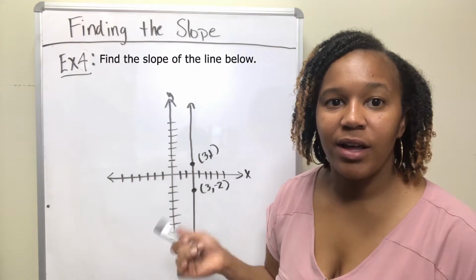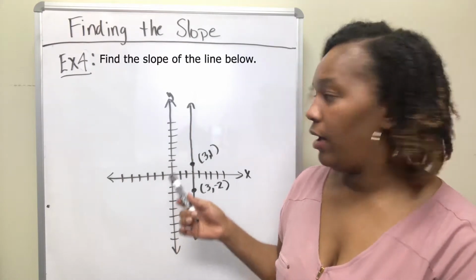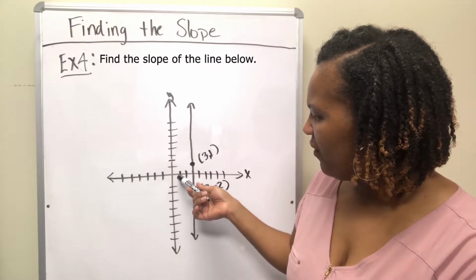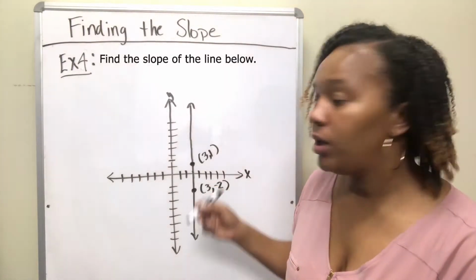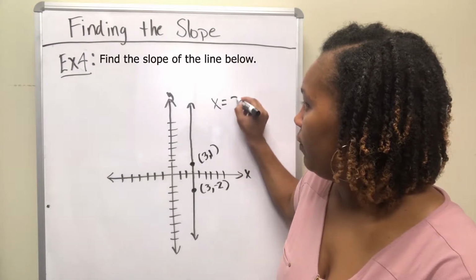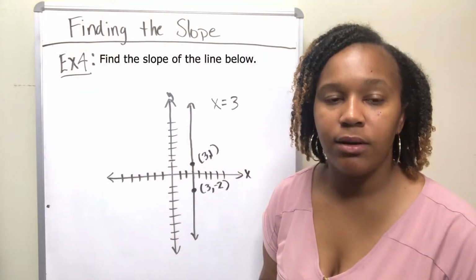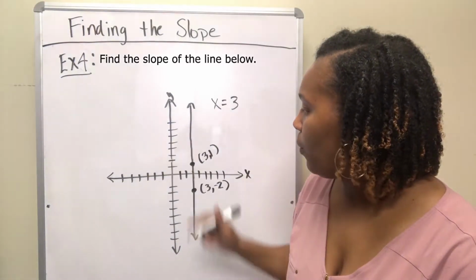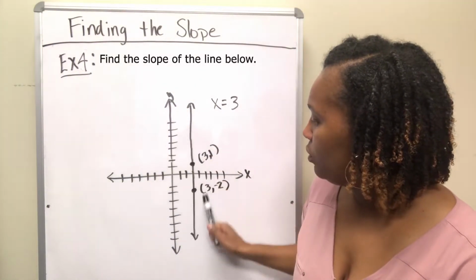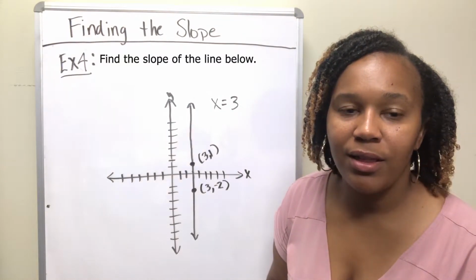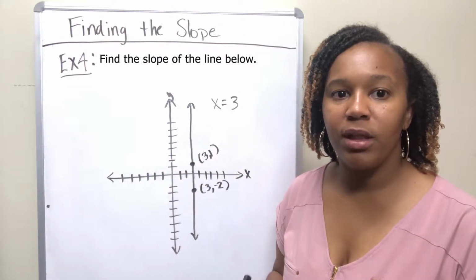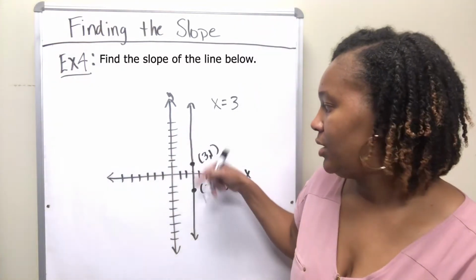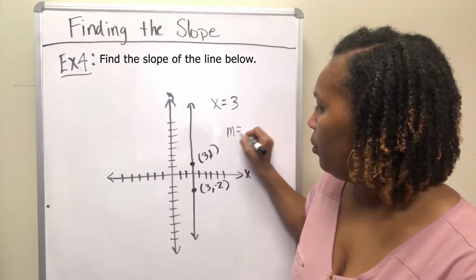Example 4, we want to find the slope of this graph. Now, this is the graph of a vertical line. This is a vertical line going through the x value of 3. So the equation for this graph will be x equals 3, because recall that a vertical line is an equation of the form x equals a number. And so if I wanted to find the slope of this line, I could use these 2 points that are identified on the line and plug them into the slope formula. Or I could just count how much I have to rise and how much I have to run, since I have the graph, in order to get from one point to the next.